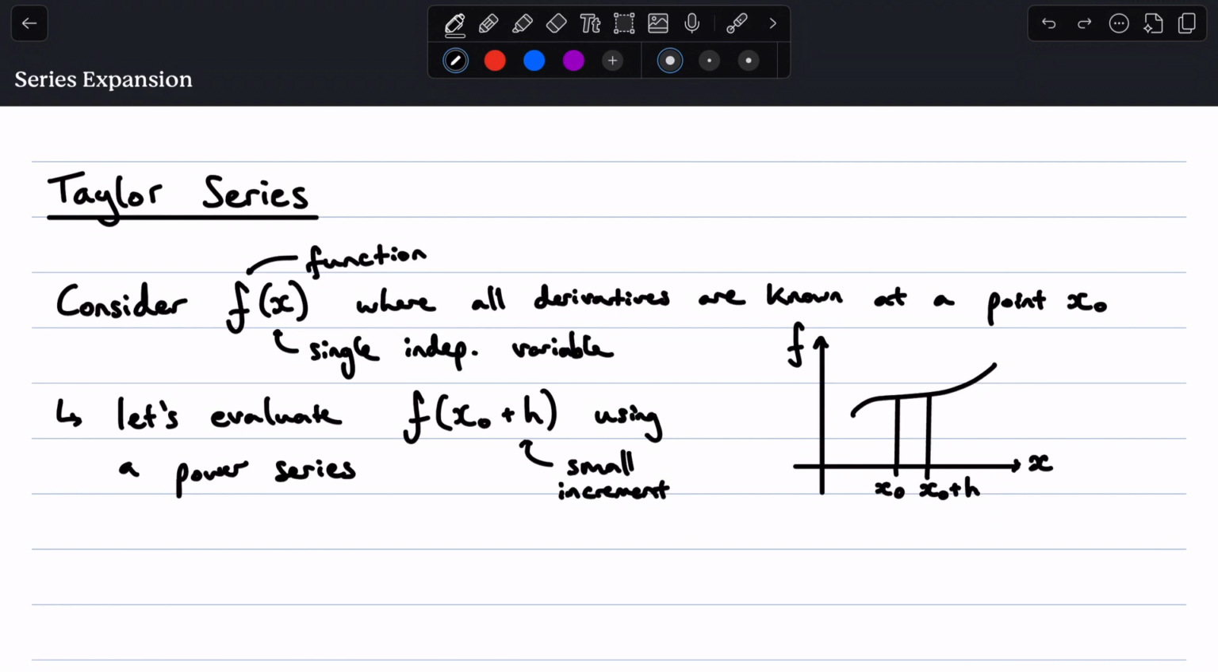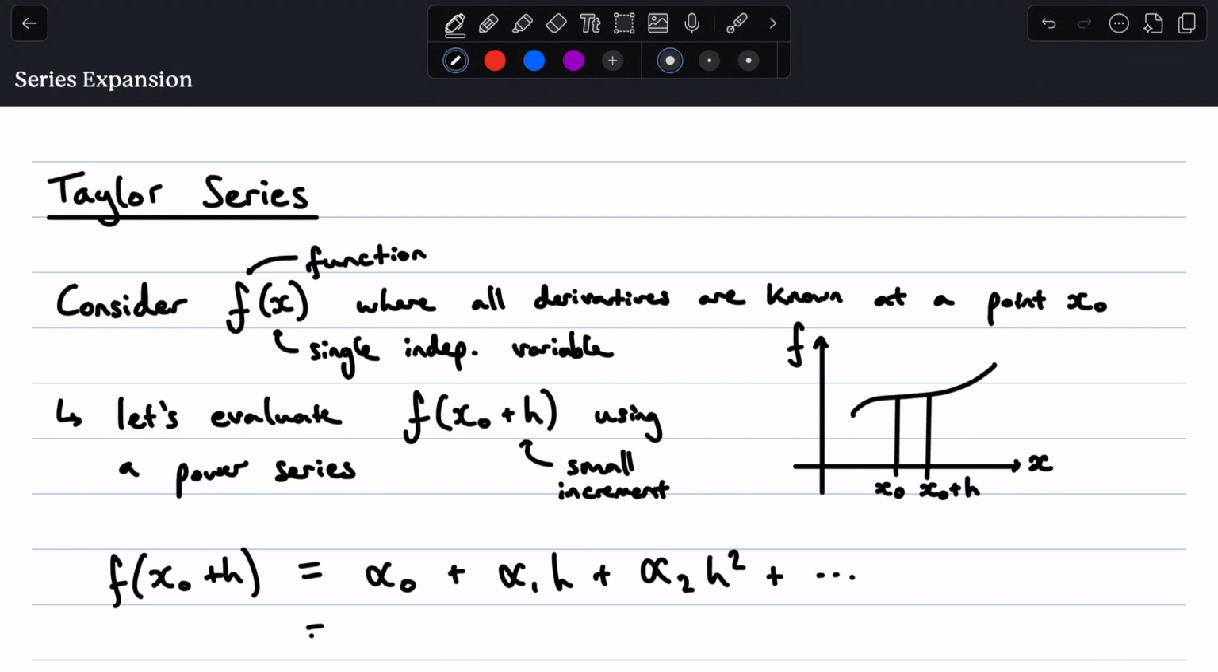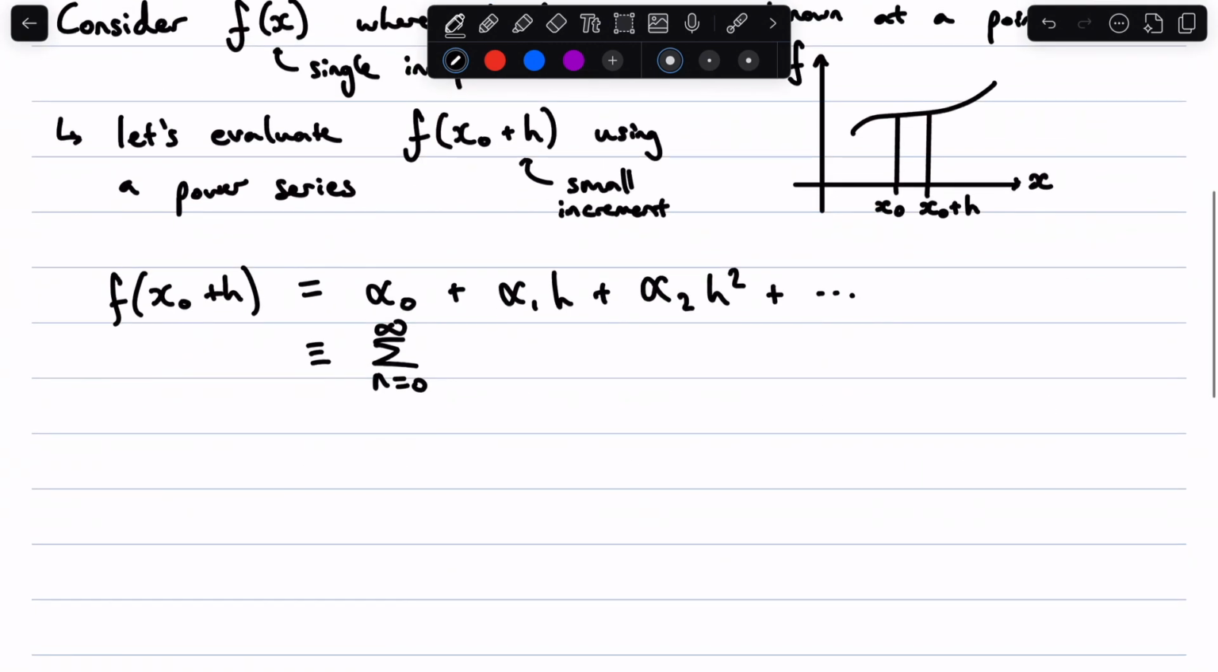Well, we could use a power series, and this would look like f of x0 plus h equaling a coefficient alpha 0 plus another coefficient alpha 1 times h plus alpha 2 times h squared plus the rest. And you could set this equal to a summation from n equals 0 to infinity of alpha n times h to the power of n. And we need to determine these coefficients, alpha n.